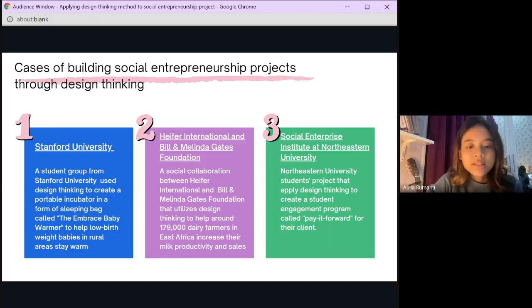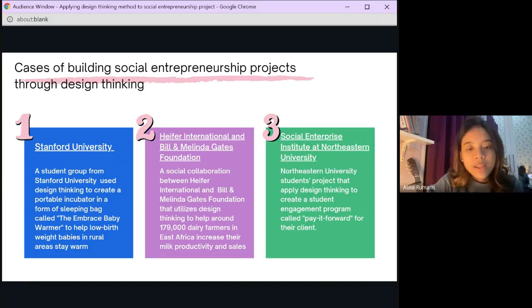And then the second case is from Hyper International and the Bill and Melinda Gates Foundation. Hyper International received a grant of 42.8 million from the Bill and Melinda Gates Foundation in 2008 to start this Africa Dairy Development Project. The project goal was to help about 179,000 small-scale dairy farmers to double their incomes. Years later, Hyper International received another 8.5 million from the Gates Foundation to continue the project.